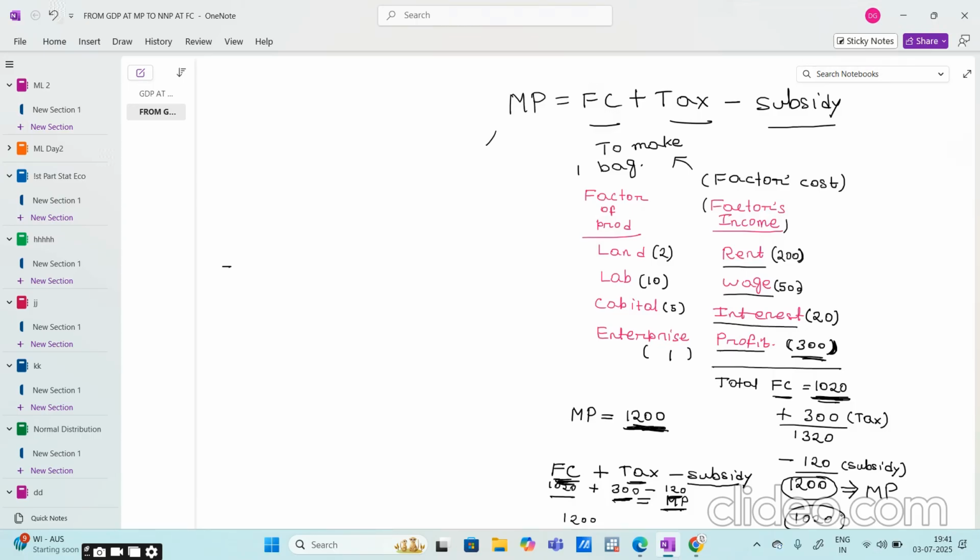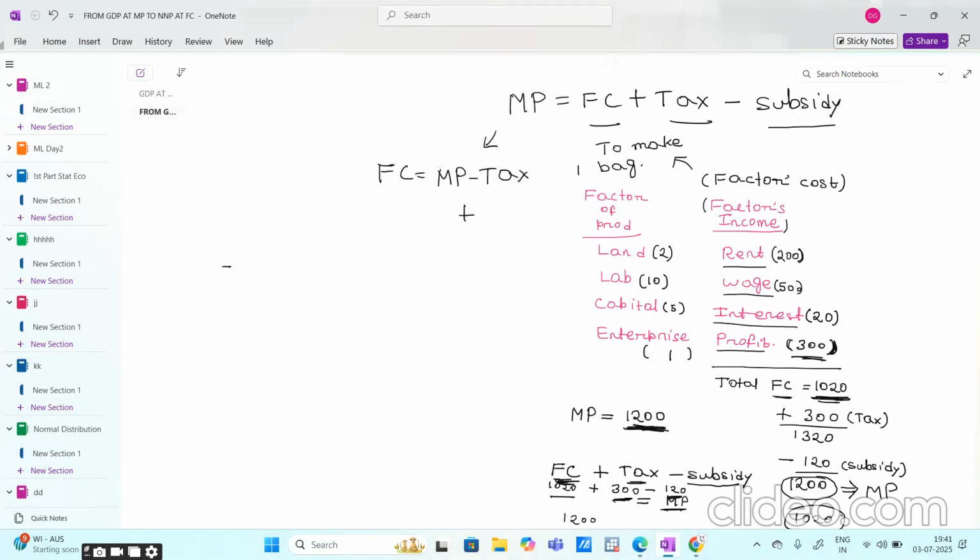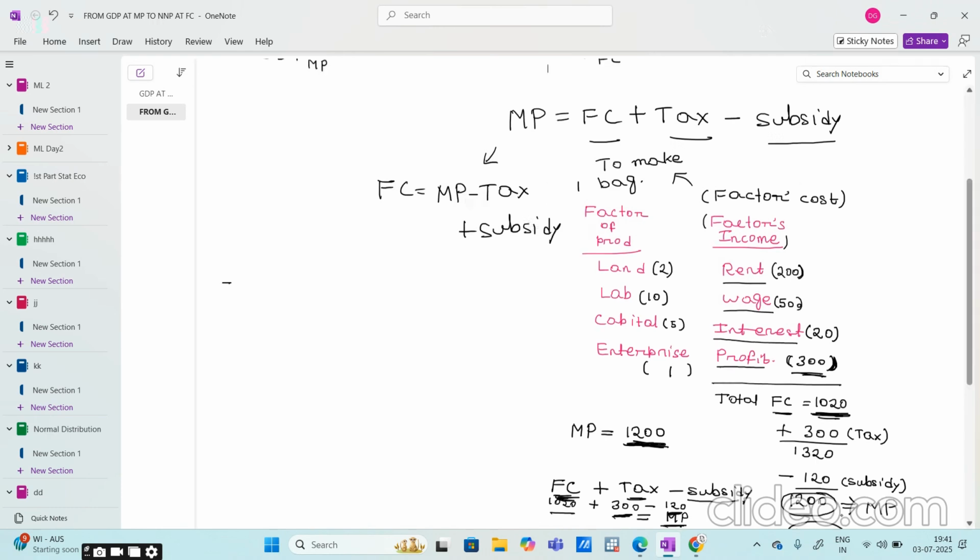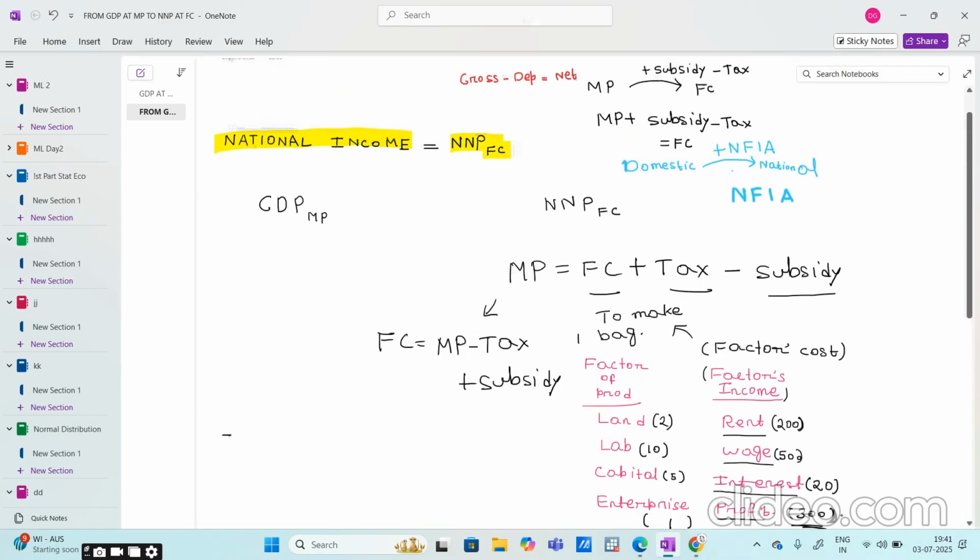Now it can also be written as factor cost equals to, if we take the tax on the left hand side, market price minus tax plus subsidy. Now try to match it. This is the same thing which I have written in the above portion, that factor cost equals to market price plus subsidy minus tax. Okay, so I hope it is clear.